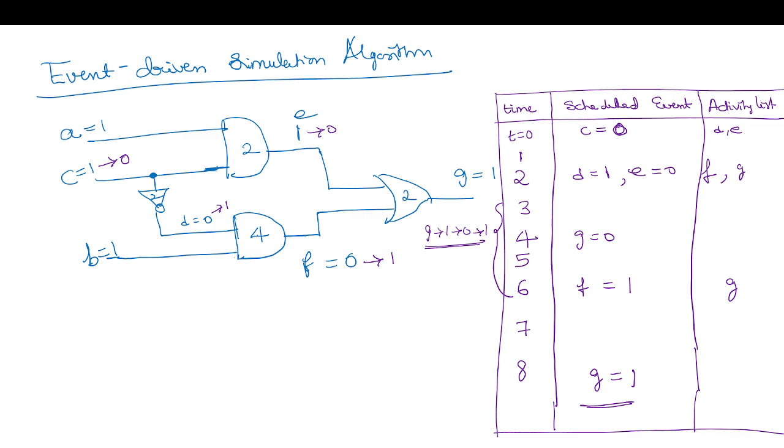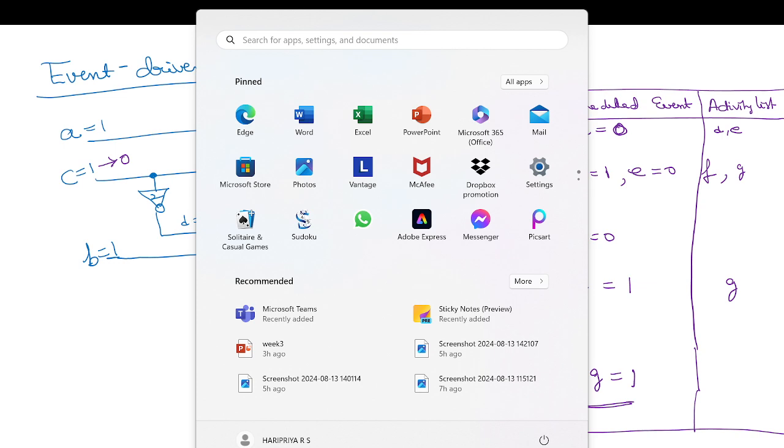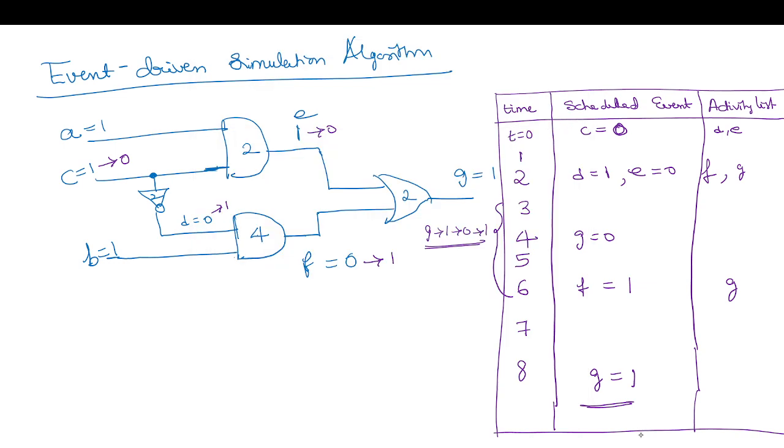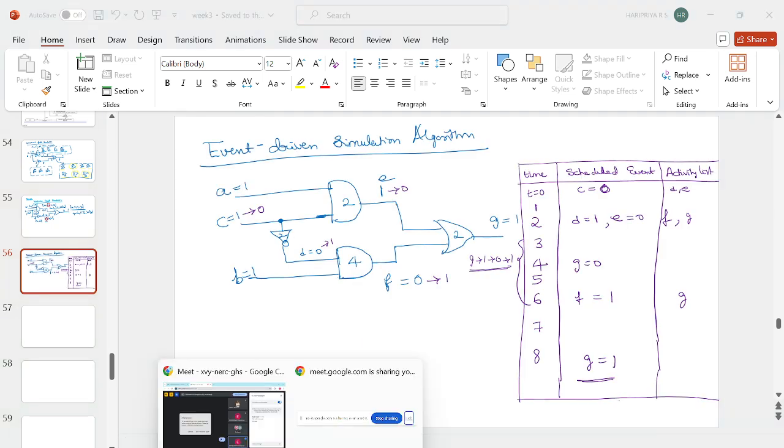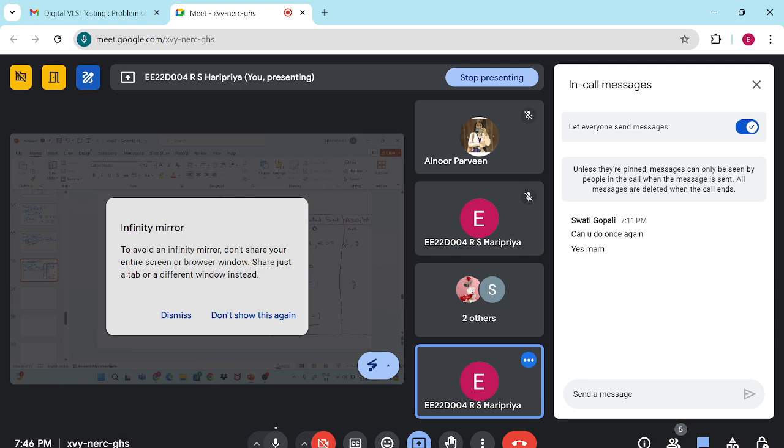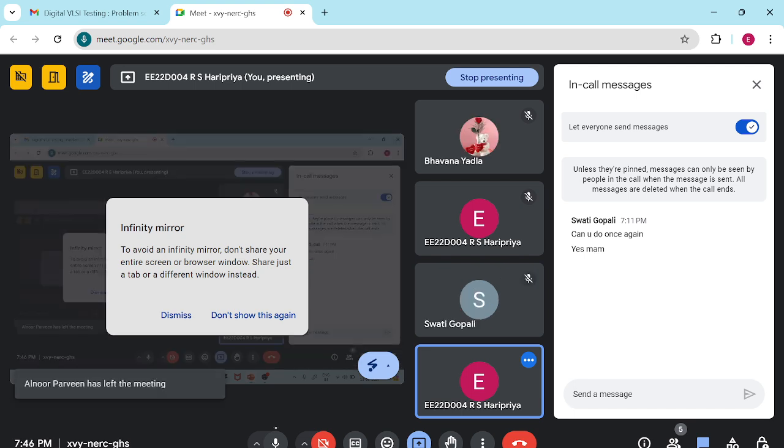Is this fault simulation clear for everyone? So we have discussed a few types of fault simulation briefly: event driven, concurrent, deductive fault simulation, as well as parallel. So any doubts?